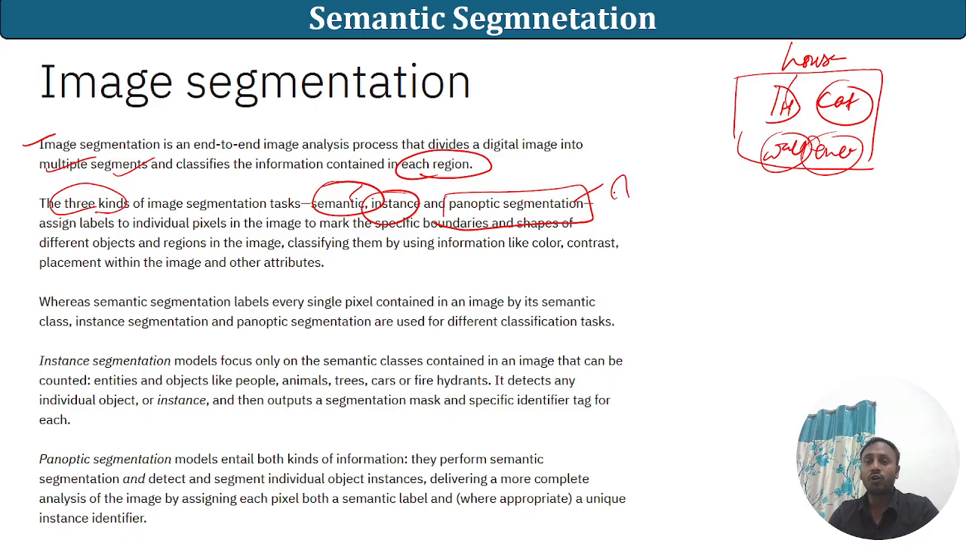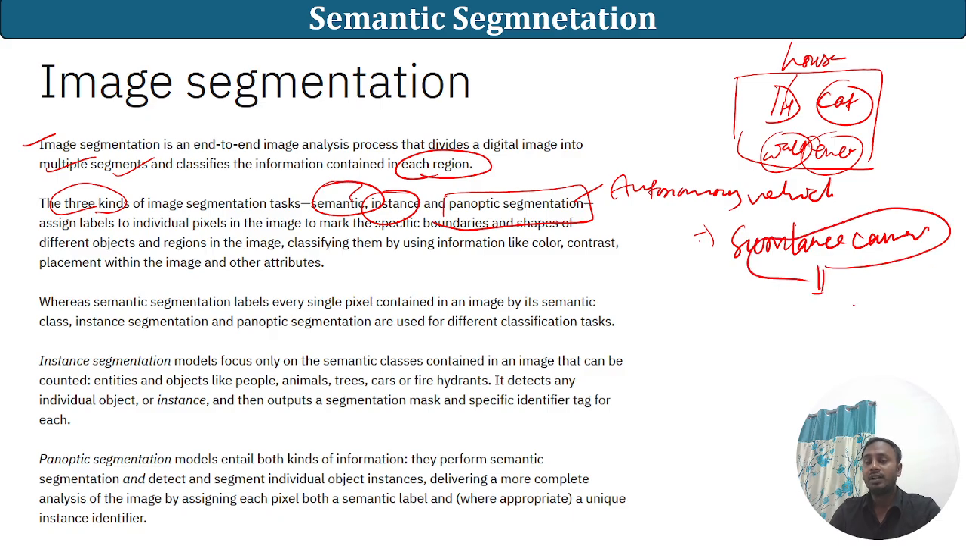And if you go with autonomous vehicles or even surveillance cameras and all, they use the panoptic one. Panoptic is something where we have to identify the objects also, plus what they look like, whether they are sitting steady or roaming around, or running and all. So that we have to find.